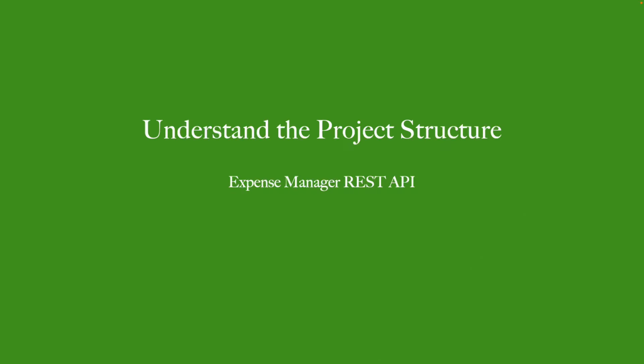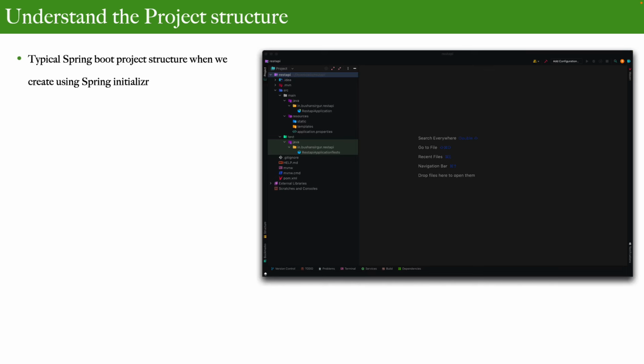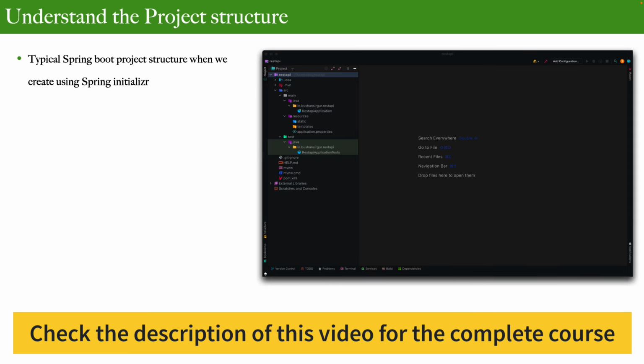In this video, let's understand the Spring Boot project structure. We just now created the Spring Boot starter project. Let's understand the project structure. This is the typical Spring Boot project structure when we create it using Spring Initializer. Now let's understand each file and folder and what it does.